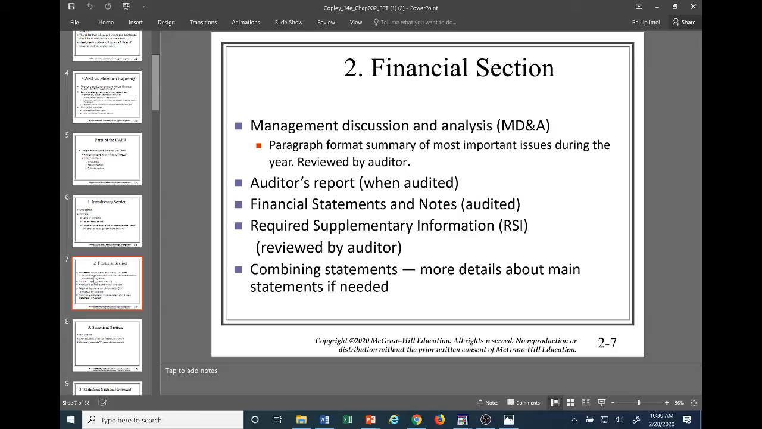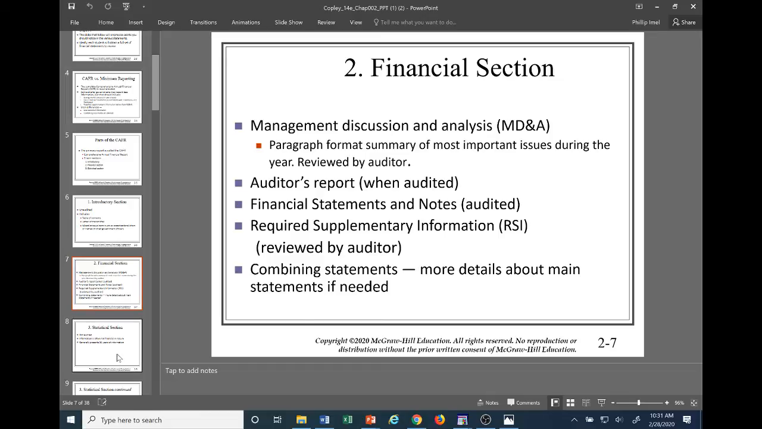What's an example of a combining statement here? Would it be a reconciliation? That could be a combining statement, or say, remember how in the statement of net position or in the balance sheet for governmental funds, there could be a column for non-major. So we need to attach all the non-major funds that compile up to make that column, right? Stuff of that sort. If anything just needs to be more detailed, then we just attach it to it.